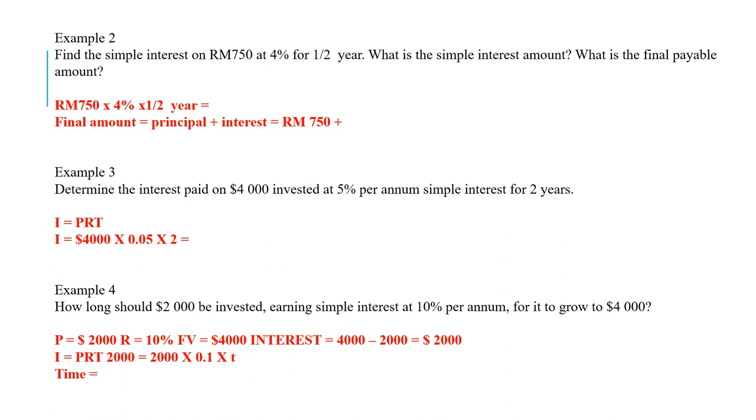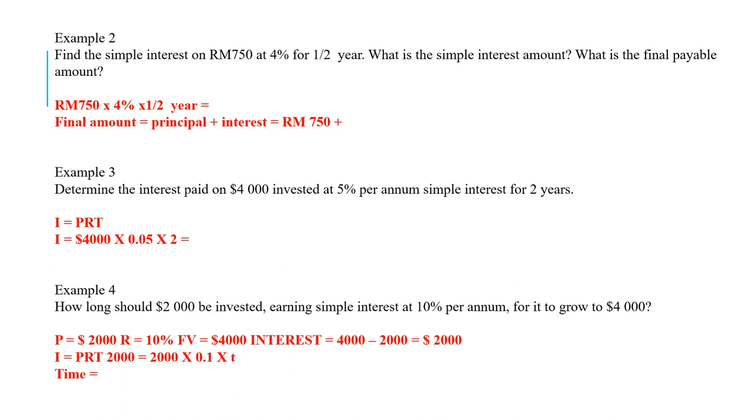How long should 2,000 be invested? What you want to invest is principal. Do you see that? P equals to 2,000. Interest rate 10%. Hey, can you see? I filled it up there. R equals to 10%. For it to grow to 4,000. So if you want it to grow to 4,000, what is 4,000? Your future value. That means the value at the end is 4,000. So if I take 4,000 minus 2,000, meaning I take the value at the end minus my principal, I will get the interest amount, which is 2,000.